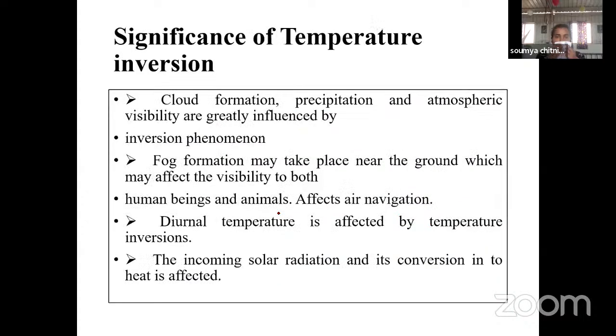All right, so what is the significance of this temperature inversion? Cloud formation, precipitation, and atmospheric visibility are greatly influenced by this inversion. Also, fog formation may take place near the ground because of the warm layer over the cold air, and diurnal temperature is affected. Also the incoming solar radiation and its conversion are affected.